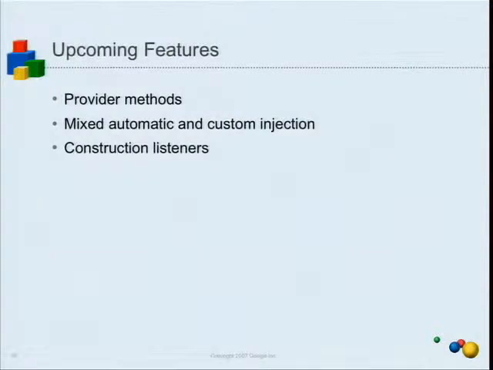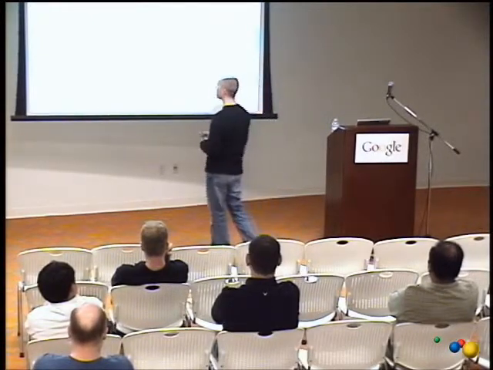The next one is mixed automatic and custom injection. So right now in Guice, you have to make this decision. You either have to let Guice create your object and inject it, or you have to configure it 100% manually. Well, in the next version of Guice, you're going to be able to do a little bit of both. You're going to be able to say, hey, Guice, inject ServiceImpl for me, and then let me do some kind of post-injection initialization on it. We're going to make that really easy.